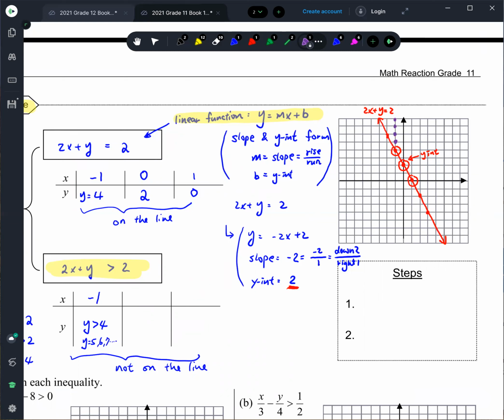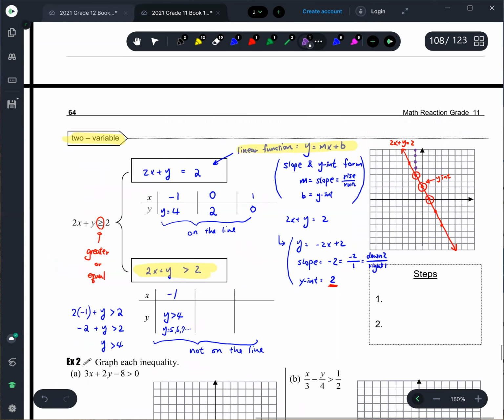Okay? So it's not just one single point on the line. It's a lot of points above the line, right? They are not on the line. We are gonna do the same thing for x equal to 0. Do the same thing, okay? We'll do it on the side.